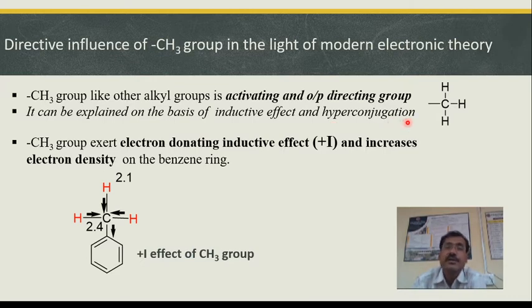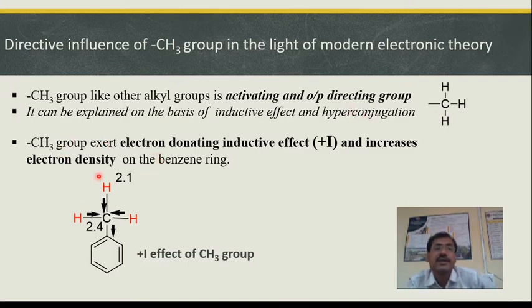So the explanation for this topic will start with an affirmation that the CH3 group, like all other alkyl groups, is an activating and ortho-para directing group. Now we have to prove that the CH3 group is activating and ortho-para directing. As I mentioned, there are no pi bonds or lone pairs, so there is no question of resonance. So you can explain it on the basis of inductive effect and hyperconjugation.